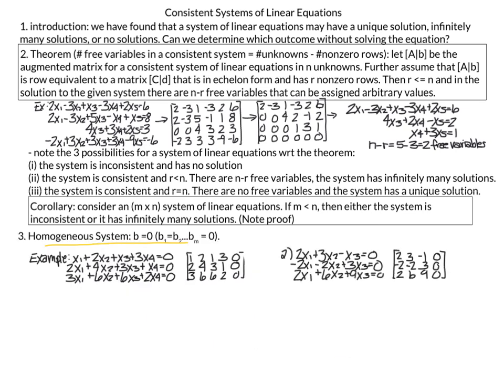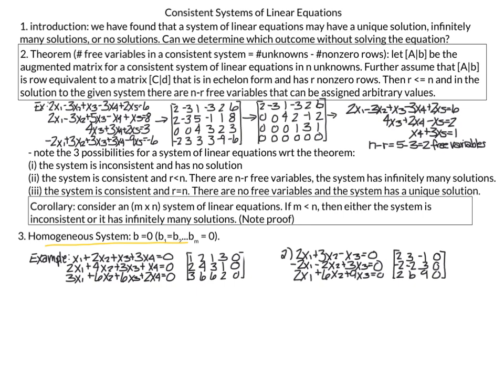Our next topic is going to be on homogeneous systems. A homogeneous system is where our b vector, everything this is equal to, so b1, b2, b3 up to bm, is equal to 0. So everything here is equal to 0. Our first example of a homogeneous system of equations is this 3x4 system, represented by this augmented matrix.